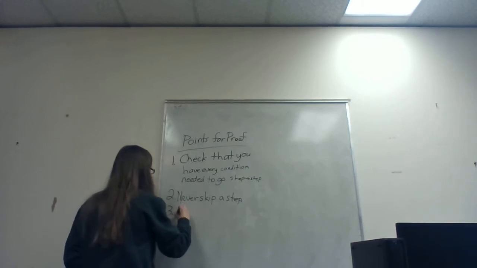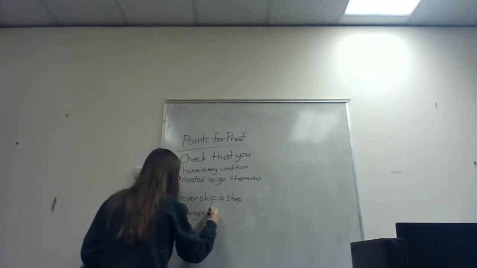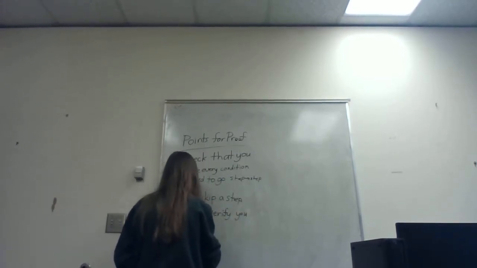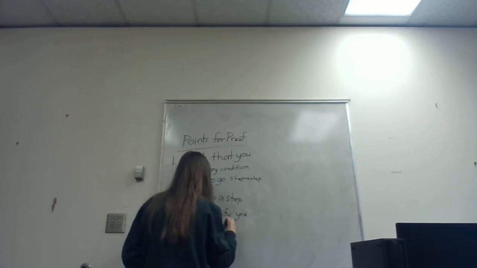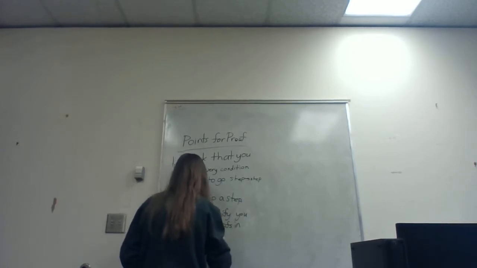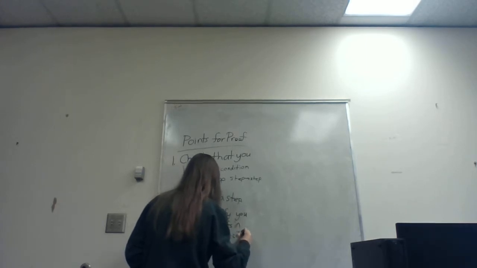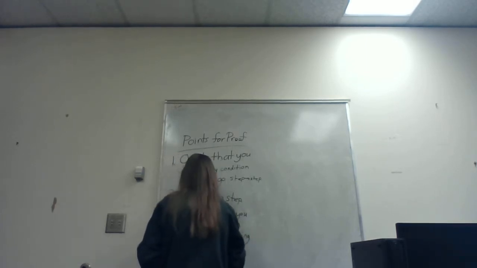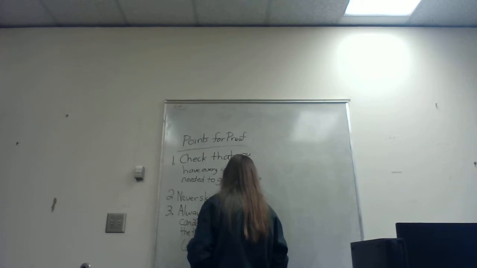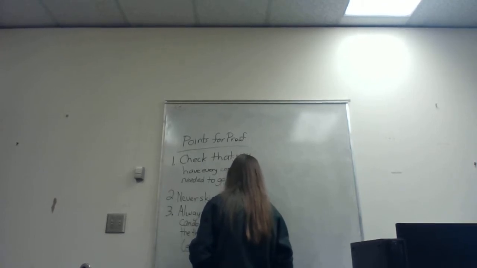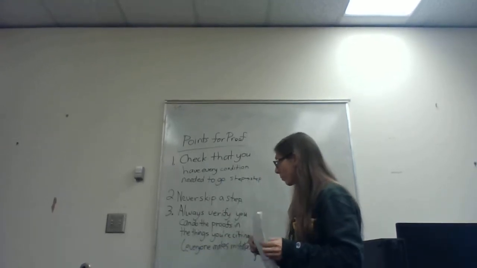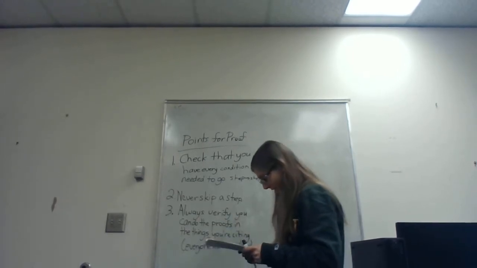And then the last thing was always verify you can do the proofs, and the things you're citing, because everyone makes mistakes. There might be small mistakes, or even larger ones. If there are larger ones, probably the person is a little in trouble. But there might be small ones. Verify all things.